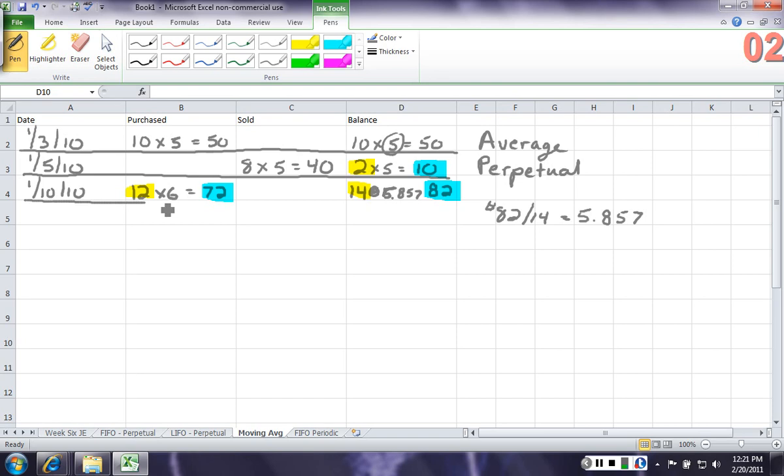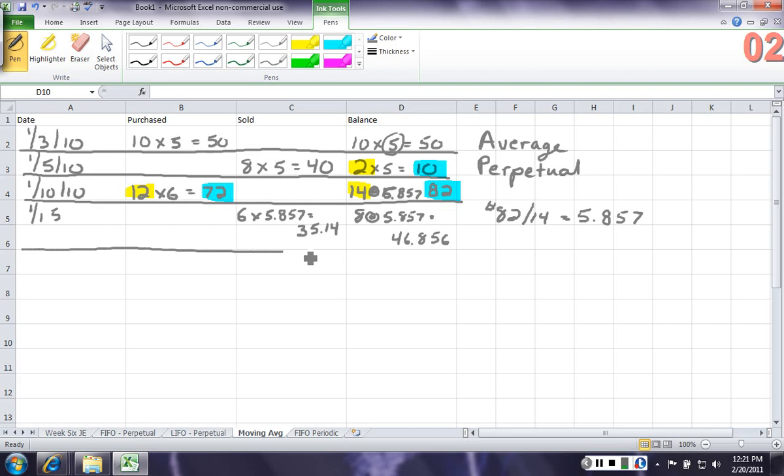So now when I sell some units on the 15th, I sell those 6 leashes at 5.857, or a total of $35.14. Now I have 8 leashes left at 5.857, or a total of $46.856. That's what I have left.